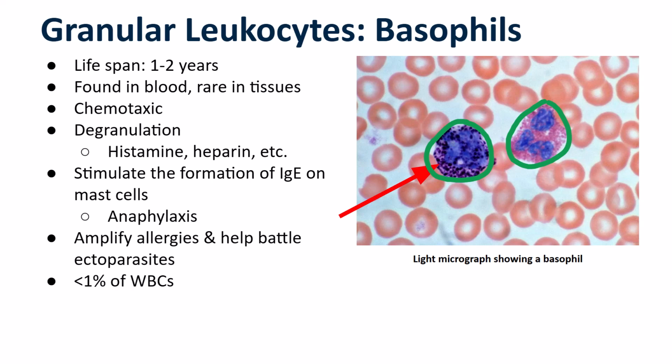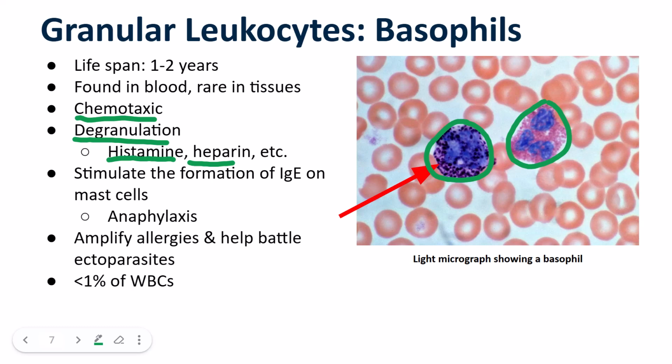Basophils, unlike many other granular leukocytes, have very long lifespans, so on the order of magnitude of 1 to 2 years. So other granular leukocytes are maybe living for weeks. Basophils live for years. They are predominantly found circulating in the blood. They're very, very rarely found in the tissues, although they do have chemotaxic ability, but not phagocytic ability. When they degranulate, substances that encourage vasodilation, like histamine and heparin, etc.